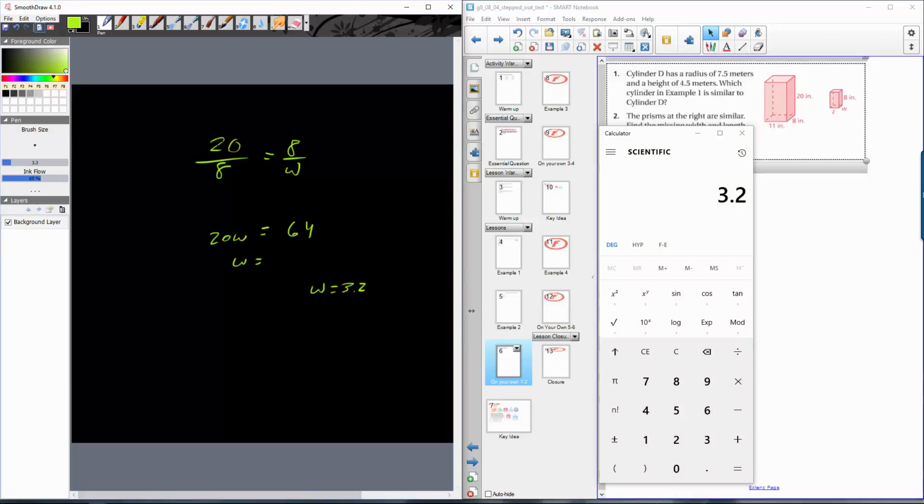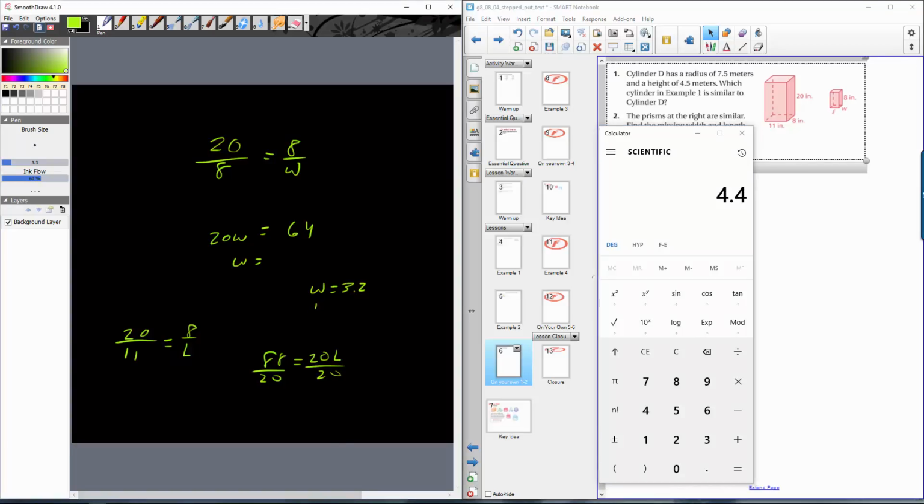So W equals 3.2. I'll then do the same thing where I take 20 over 11 equals 8 over whatever corresponds to this one, which is L. So in this one, I'll have 88 equals 20L. I can divide both by 20. If I take 88 divided by 20, I get 4.4. So my L equals 4.4. So we'll go through here and see if that works.